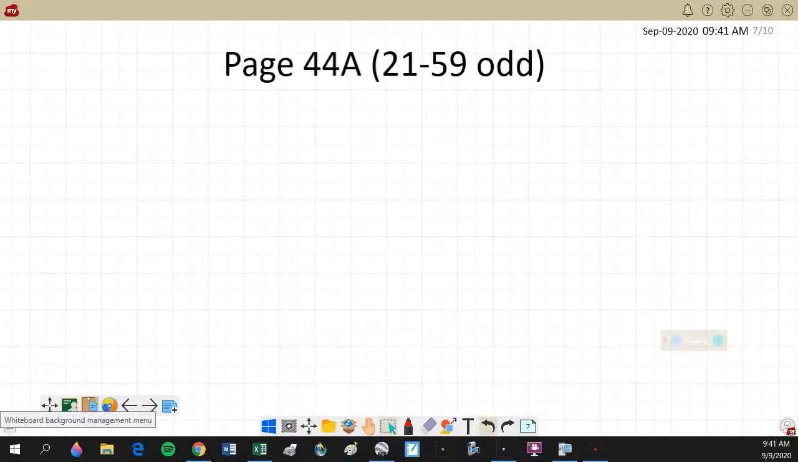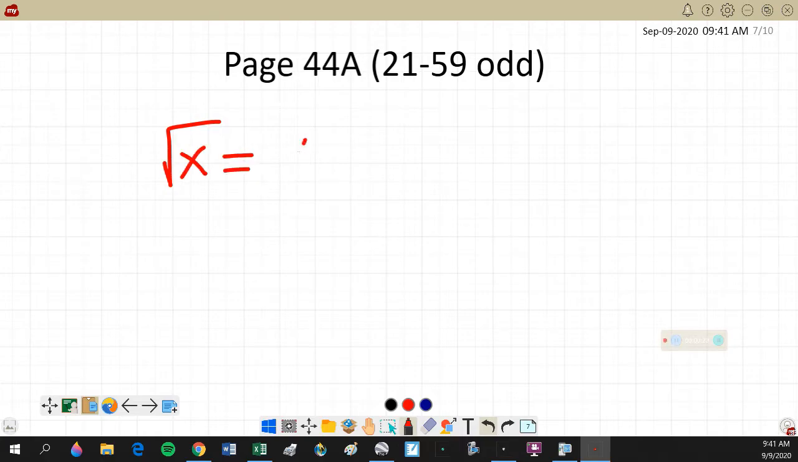Today we're going to do 44A, and pay close attention. What we're doing today is not difficult, but sometimes weird things happen. So let's say I had the square root of x is equal to 5.